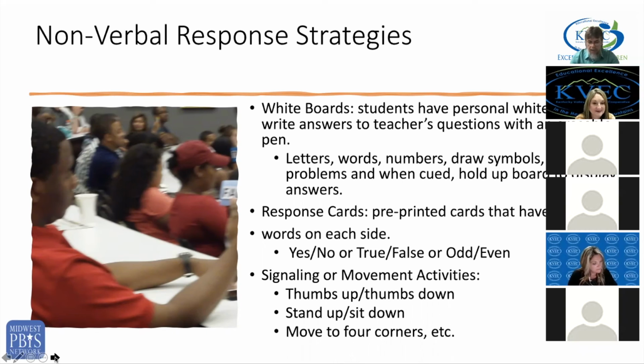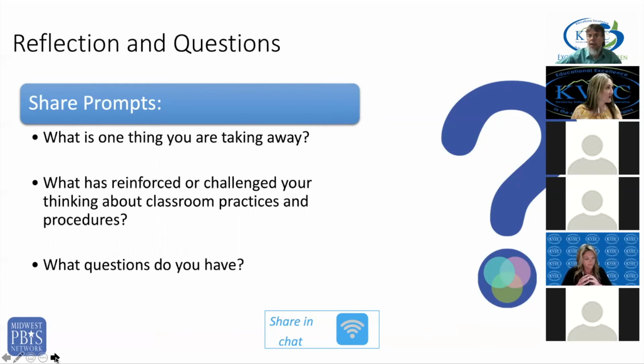And carefully plan, organize, and teach the use of all the materials that you're doing when you're doing opportunities to respond. One thing that you may take away from our little chat: think about something that's reinforced or challenged your thinking about classroom practices and procedures, and why is it important to implement those into the classroom? Why do we want to teach our procedures so that it becomes a routine?